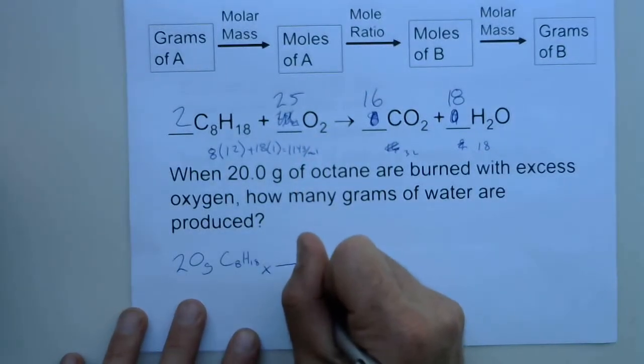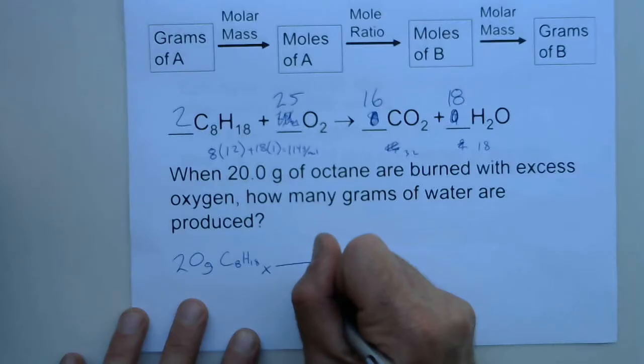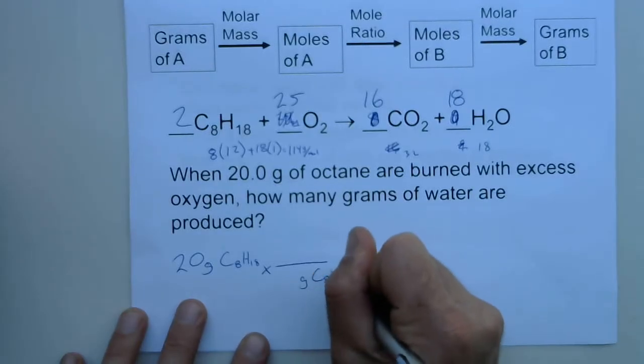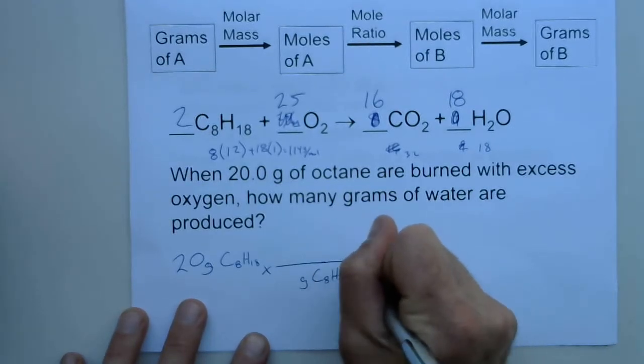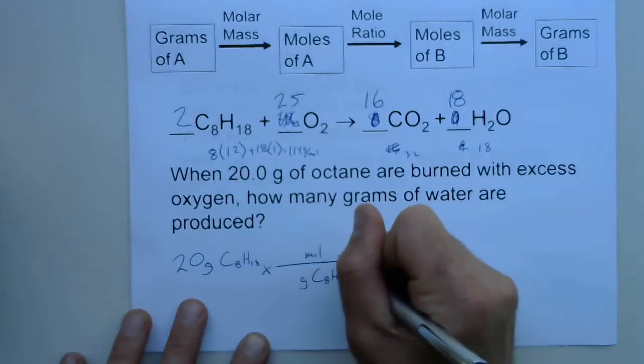All right, so let's see, the grams are on top, so they need to go on the bottom. Grams C8H18. And then we want to change it into moles.